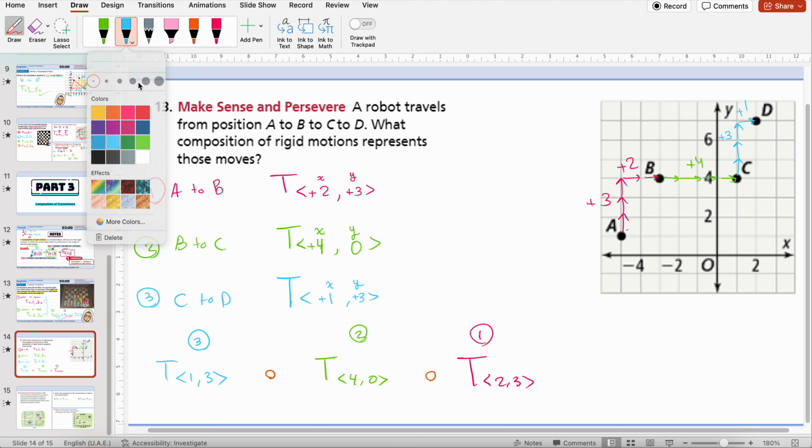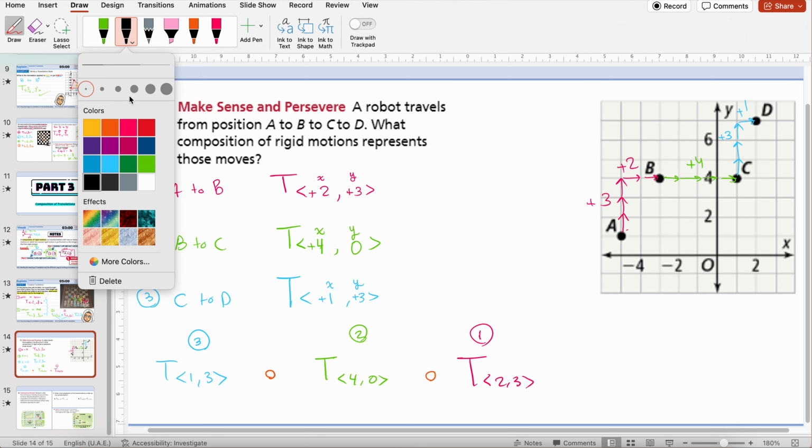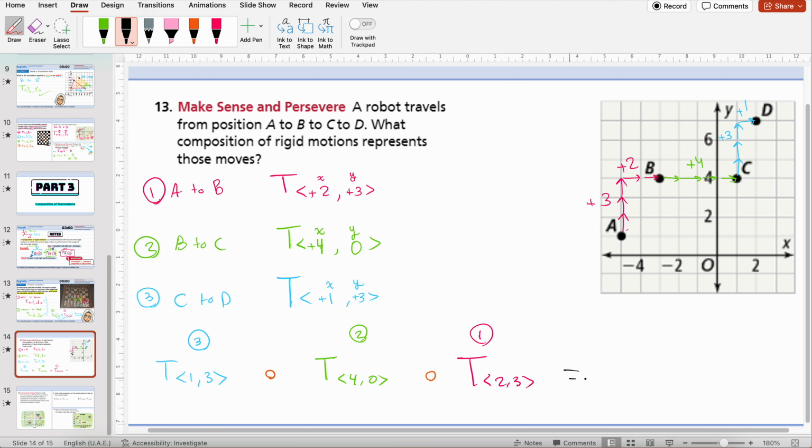Miss, I want to find the final answer. Miss, it's okay, relax, you can find it. How can I find it? Just combine all the X together and all the Y together. I have this X, this X, this X. So I have 1, 4 and 2. All of them are positive. 1 plus 4 is 5. 5 plus 2 is 7. That's it. What about the Y?